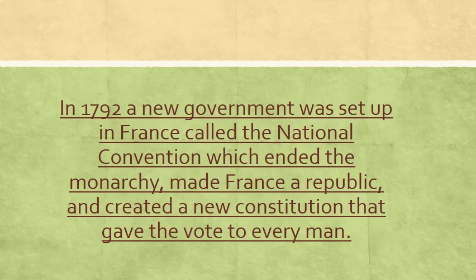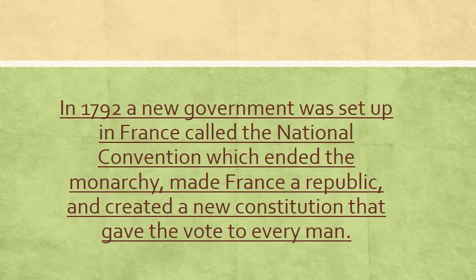In 1792, another new government was set up. So in 1792, a new government was set up in France called the National Convention, which ended the monarchy, made France a republic, and created a new constitution that gave the vote to every man. I'll read that again for you, and it's up there for you to write down. In 1792, a new government was set up in France called the National Convention, which ended the monarchy, made France a republic, and created a new constitution that gave the vote to every man.